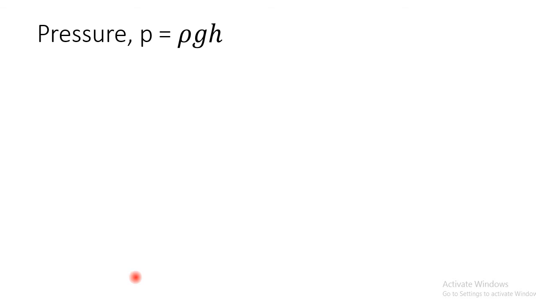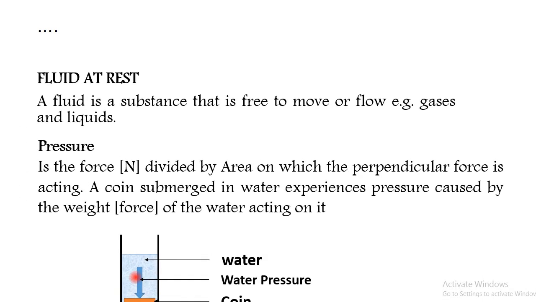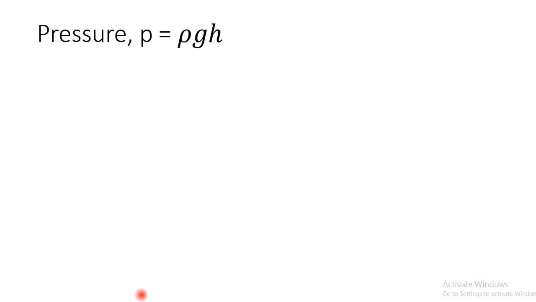So how do we calculate the pressure of the fluid? The pressure of a fluid can be calculated using the density, acceleration due to gravity, and the depth of the fluid. In this case, you look at the depth of this fluid. The depth multiplied by its density and acceleration due to gravity will determine the pressure at that point.